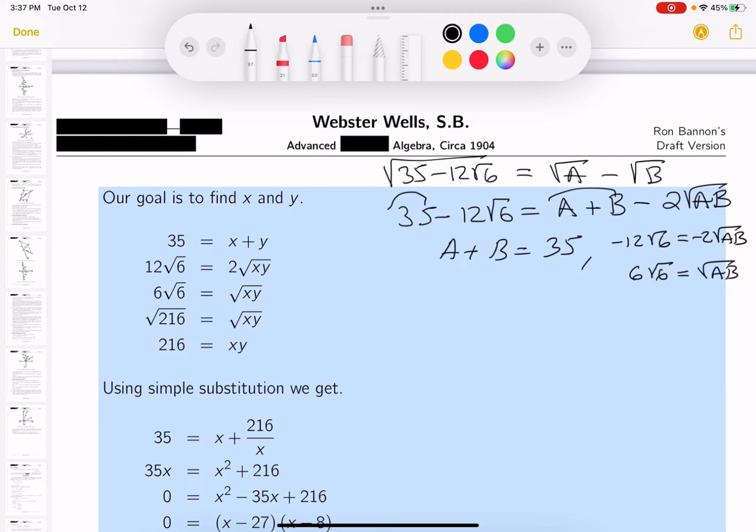I'm going to square both sides. You get 36 times 6. Let me write that down for you. 36 times 6. That's 180 and 36, and that's going to be 216.